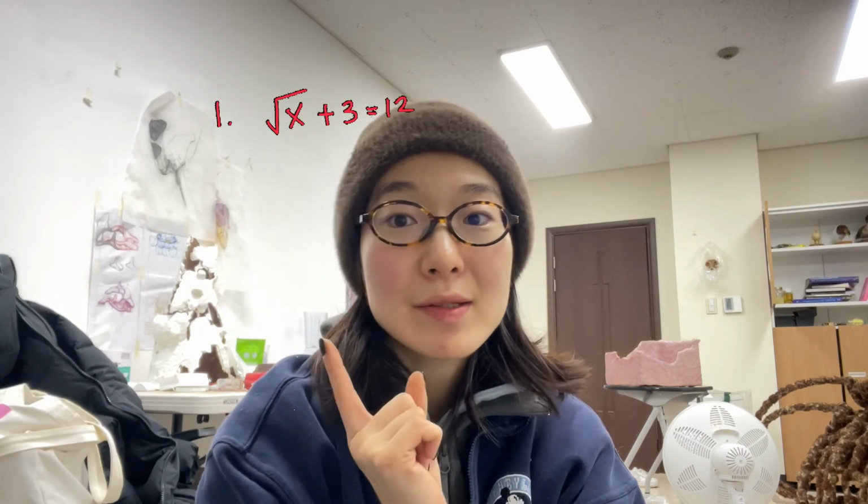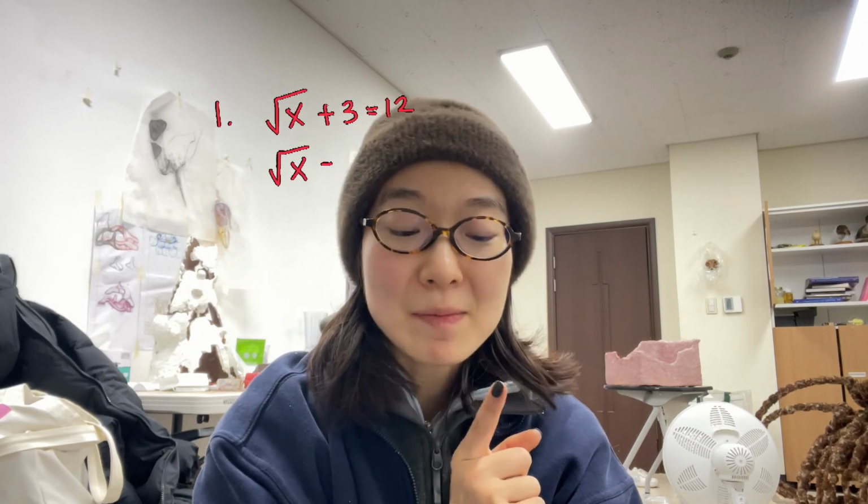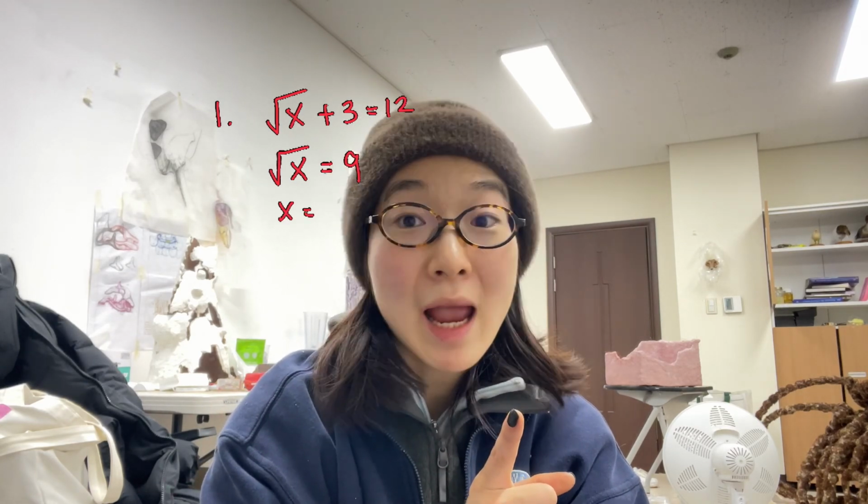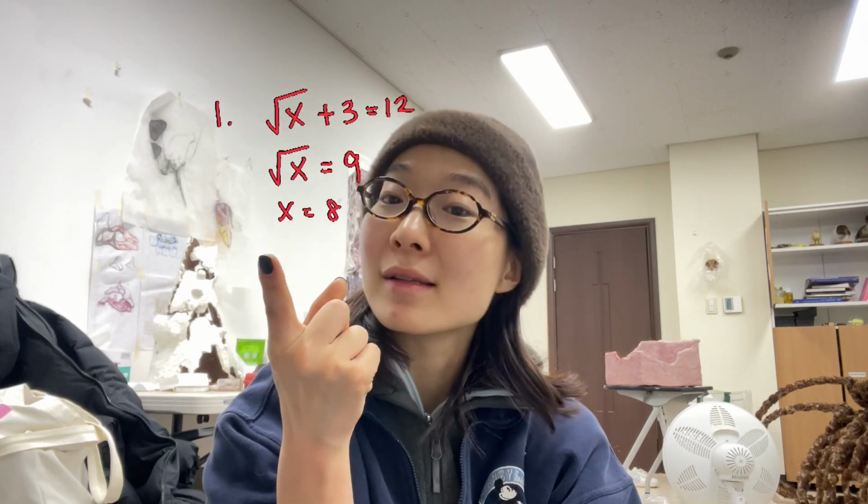Let's take a look at the first example. Square root of x plus 3 equals 12. So that means square root of x must be 9, which means x must be 81. There you go.